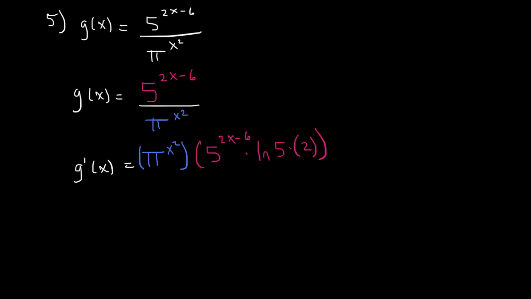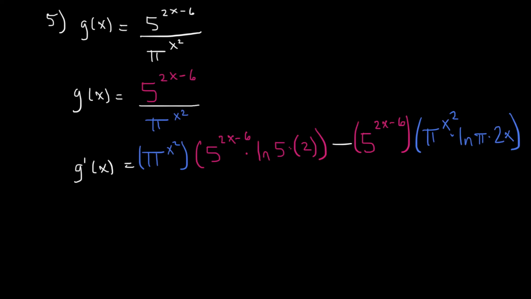So let's see. Bottom times derivative of top, then minus the top, 5 to the 2x minus 6. If you want to, you can also have it in parentheses, it never hurts, times the derivative of the bottom, the derivative of pi to the x squared. Well, pi to the x squared would be pi to the x squared times correction factor because pi is not e, so times ln pi times the derivative of the power, the derivative of x squared, 2x.